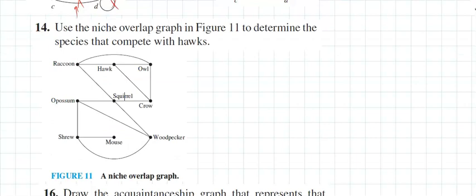Here it says use the niche overlap graph in figure 11 to determine species that compete with hawks. Again, you don't need to really know what they're doing exactly, but you do recognize where a hawk is, so you could tell hawk competes with owls, obviously, with raccoons and crows. And that's pretty much it. Raccoons, owls, and crows.